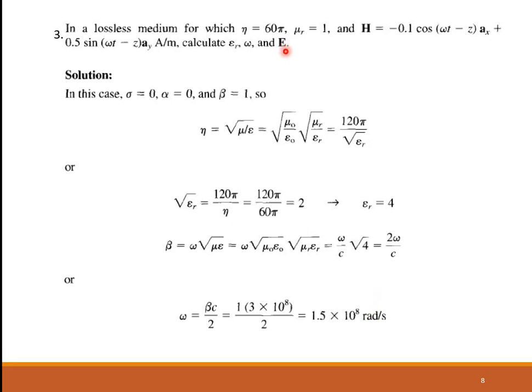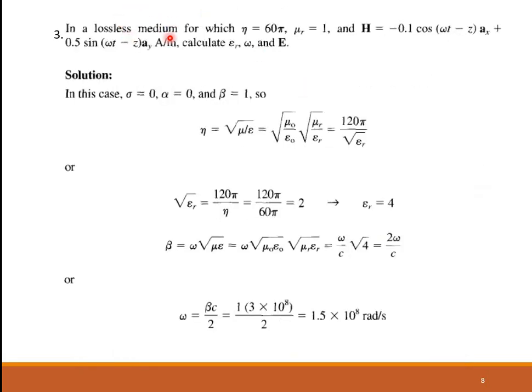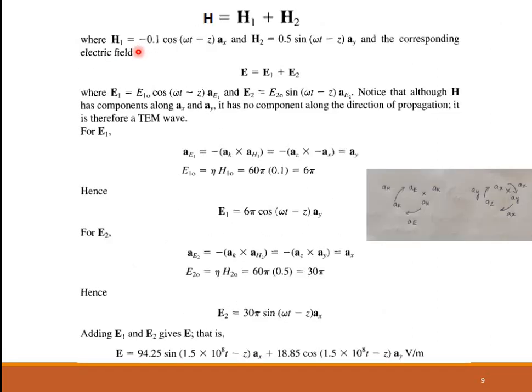Now how do you find out E? See here you should understand H has two components. There is H1 and H2, which means E will also have two components, E1 and E2. Now this is a lossless medium, and you should understand that for a lossless medium there is no phase shift. Both E and H are in phase with each other. Theta n is 0, which means this cos omega t minus z term, sin omega t minus z term remains the same for H and for E. The only new things that we need to find out are the amplitude and this direction.